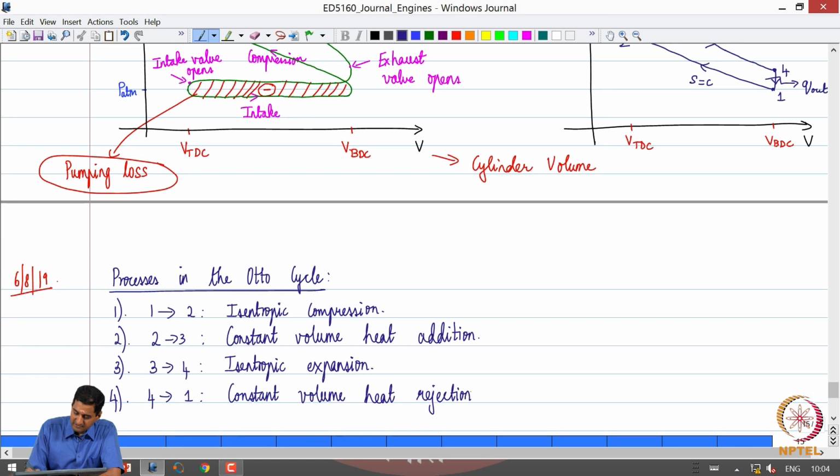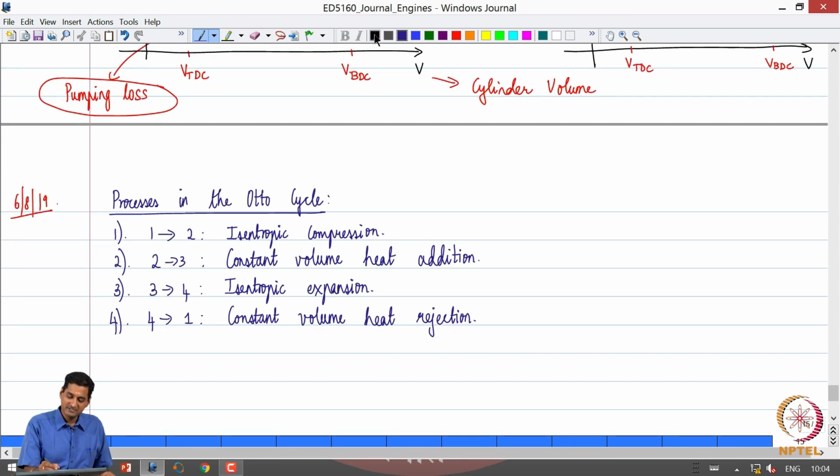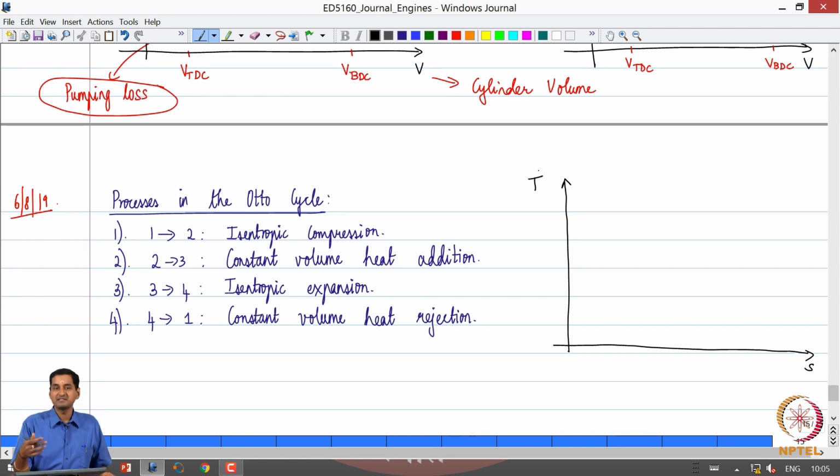So these are the 4 processes that are involved in this air standard Otto cycle. Some people will call this the air standard Otto cycle, some could refer to it as just the Otto cycle and so on. Now if we were to draw the TS diagram for the same cycle, we will shortly see that sometimes the TS diagram is also pretty useful in analyzing these processes. T stands for temperature, S stands for entropy.